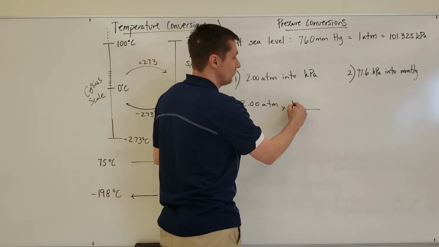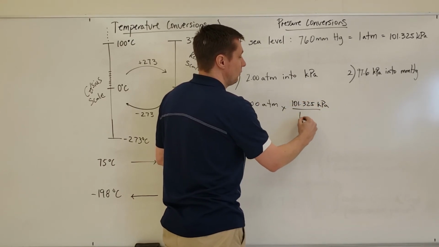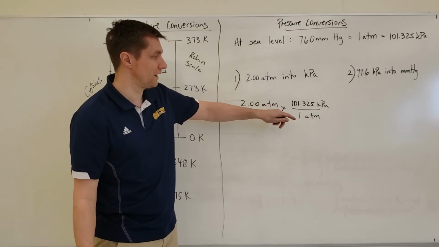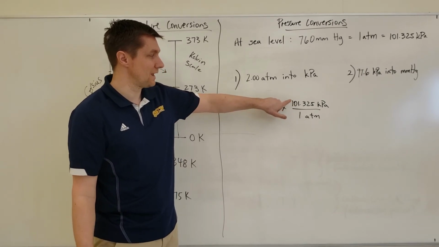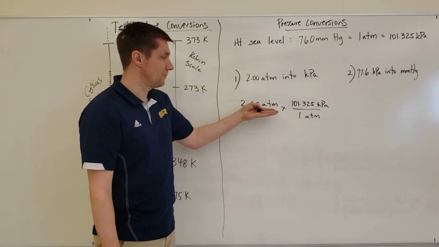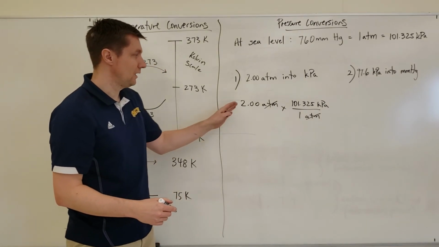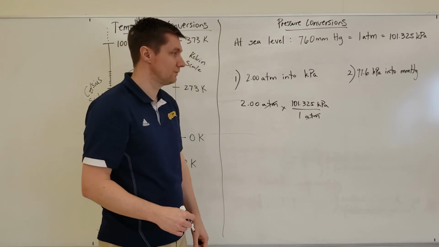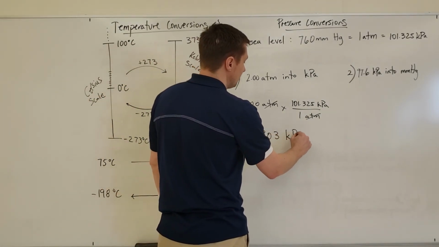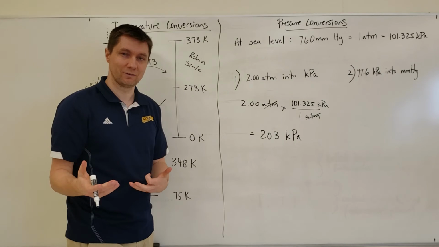So I want to make sure that I'm sticking what I'm looking for on the top, 101.325 kilopascals, and what I'm not looking for, or what I want to cancel out, on the bottom. And this is the conversion factor. I know that for every atmosphere that I have, I'm going to have 101.325 kilopascals. And so if I do the math this way, where I have the atmospheres on the bottom and the top, then that's going to cancel that unit out. And then I just go 2 times 101.325 kilopascals, and that gives me an answer of 203 kilopascals.